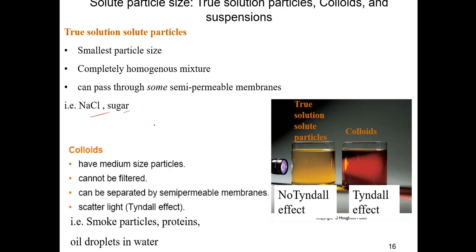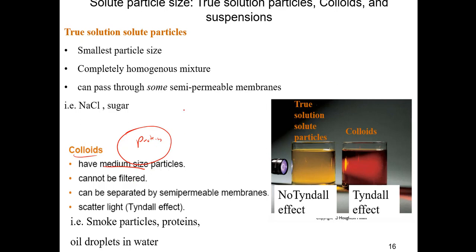So examples of true solution are what I just talked about: salt, sugars. Water can pass through, although that tends to be a solvent, not a solute. Colloids are medium-sized particles. So I made a big deal about those special molecules. We even call them macromolecules because they're pretty big, called proteins, that are found in your blood plasma. And these are medium-sized particles.